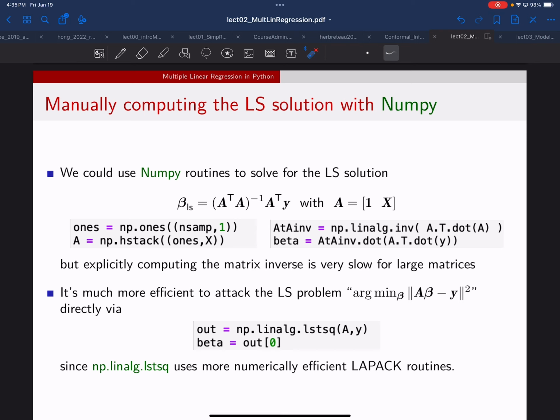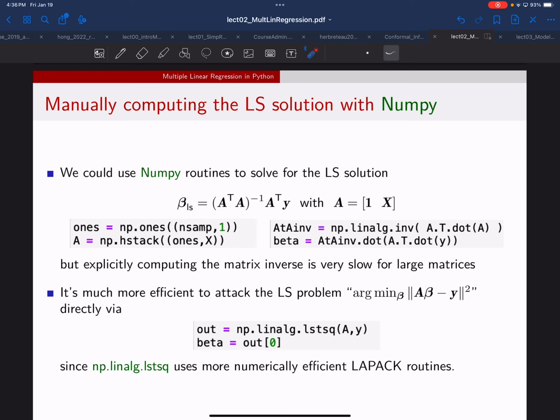So we're going to talk about 3 different ways. The first way is to do everything explicitly. So we essentially want to do this, actually all of this, in NumPy. NumPy would be the framework to do this in. So the first step would be to create the A matrix, assuming that we already have our X matrix.